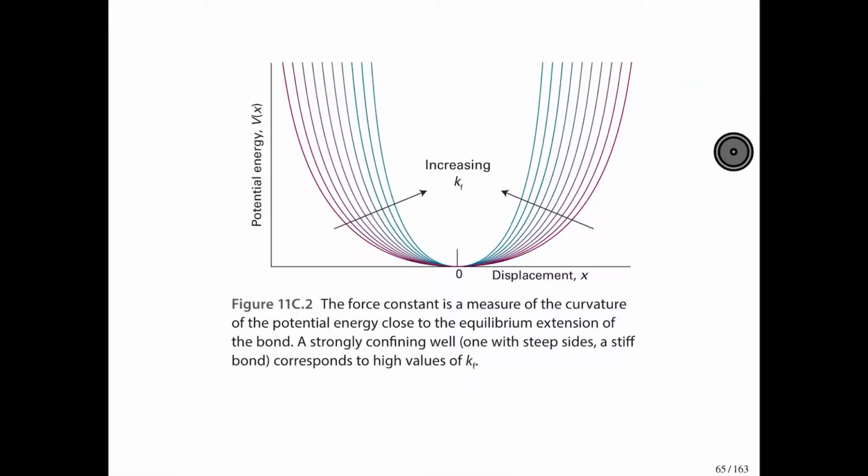This diagram is meant to illustrate the effect of the force constant. So if you have a large force constant, that's going to give you a very tight parabola here, corresponding to a strong bond. For a smaller value of k_f, you're going to have a looser bond, and the parabola will be wider.